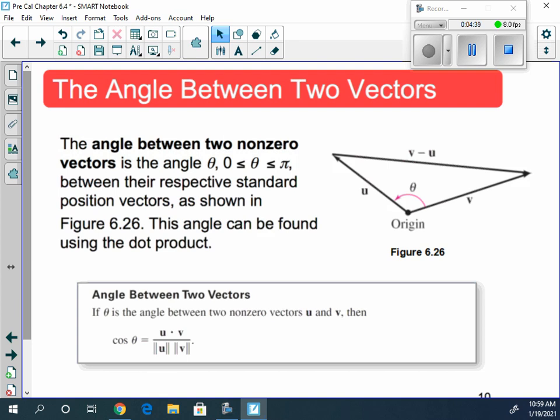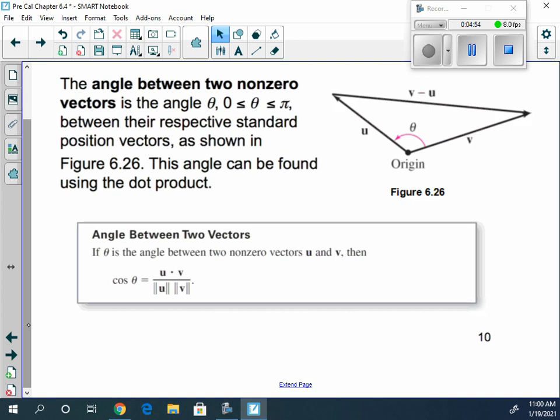Now, the angle between two non-zero vectors is the angle theta, where 0 is less than theta is less than pi, between their respective standard positions, as shown in the figure. The angle between two vectors is given to us by this formula here: cosine of theta is equal to the dot product of u and v over the magnitude of u times the magnitude of v. We need two non-zero vectors, because if one of them is 0, it really doesn't tell us anything.